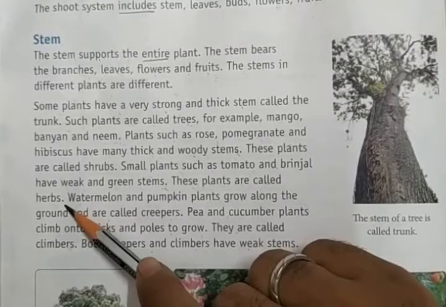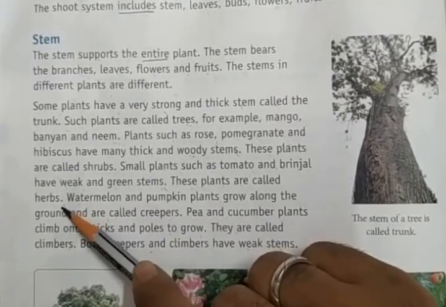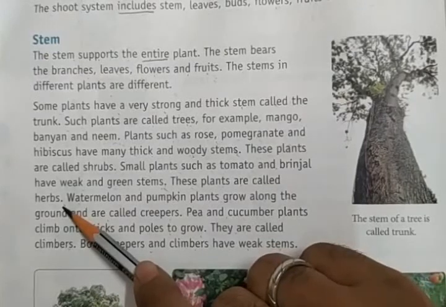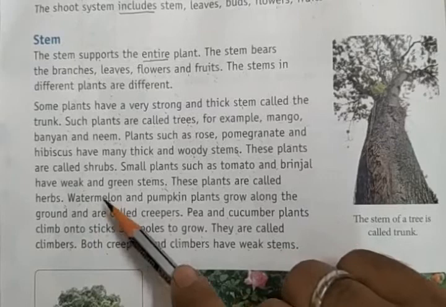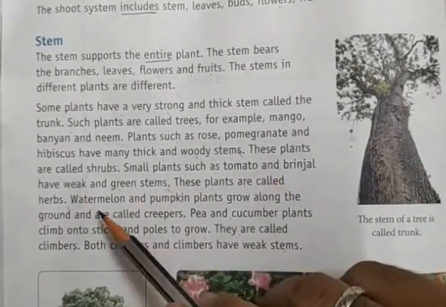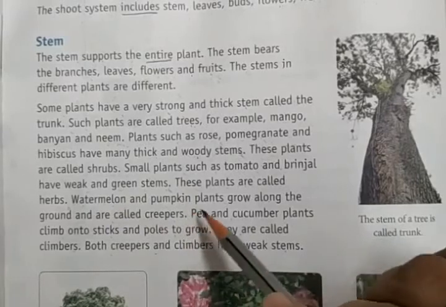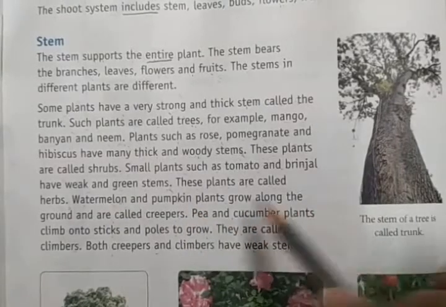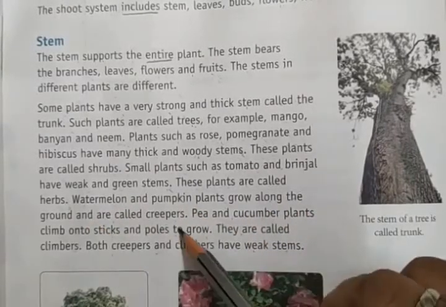Grass, tomato, brinjal plants have very weak stems. These plants are called herbs. Watermelon, pumpkin plants grow along the ground, and are called creepers.